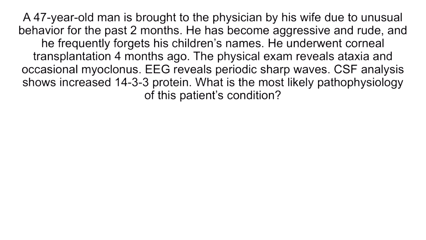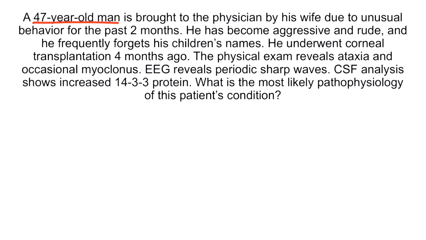A 47-year-old man is brought to the physician by his wife due to unusual behavior for 2 months. He has become aggressive and rude, and he frequently forgets his children's names. He underwent corneal transplantation 4 months ago. The physical exam reveals ataxia and occasional myoclonus. EEG reveals periodic sharp waves. CSF analysis shows increased 14-3-3 protein. What is the most likely pathophysiology of this patient's condition?